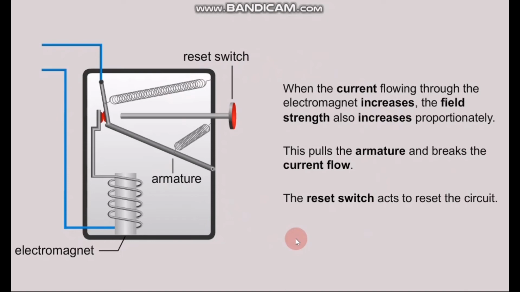And to understand how this circuit breaker works, let's take a look at this diagram. When the current flowing through the electromagnet increases, the field strength also increases. So the increase in the magnetic field will pull the armature and cause a break of the current flow at this part. So by this, current stops flowing in the circuit. And this circuit breaker can be reset by pushing the reset button. Although a circuit breaker can protect the circuit from burnout, the practice of overloading is best avoided.